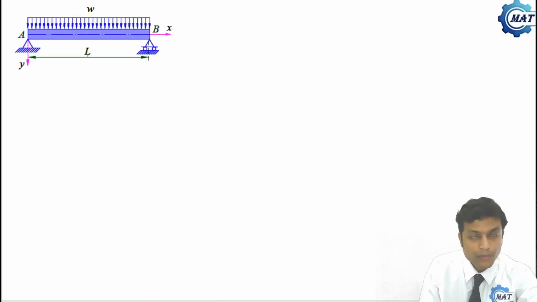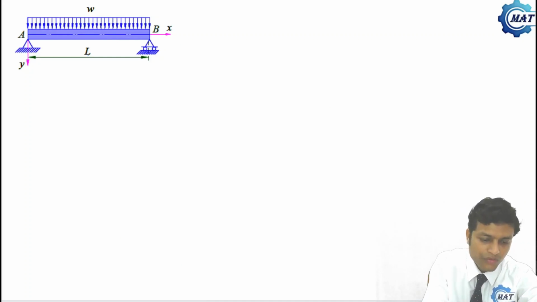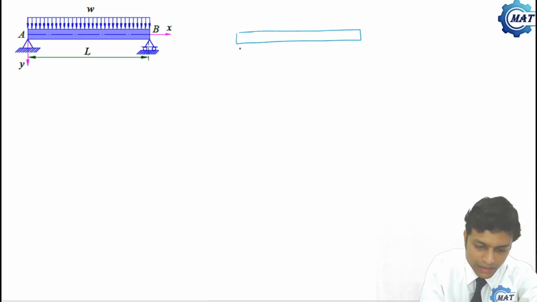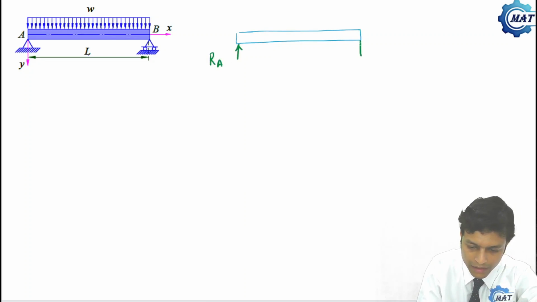This is one simply supported beam with uniformly distributed load. So our first task is to determine the support reactions. So let me draw it here once again. The support reaction at A is RA and support reaction at B is RB. And the beam is subjected to a uniformly distributed load with intensity small w.